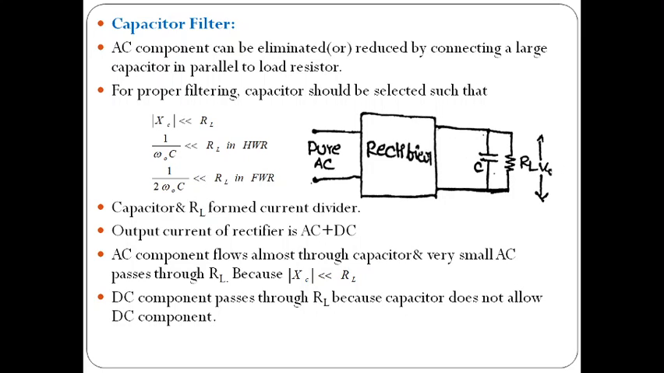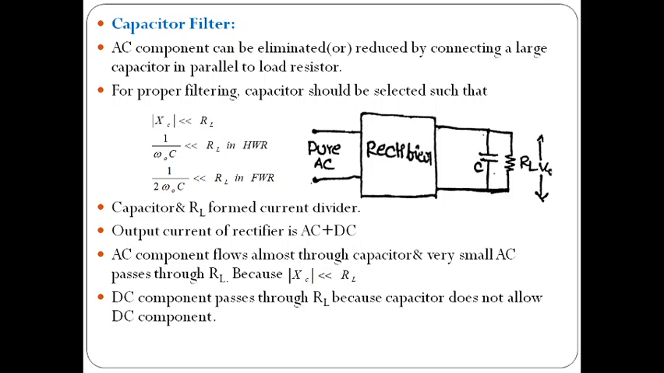We know the output of the rectifier is pulsating DC. It's a combination of AC plus DC. Whatever current comes from the rectifier is divided into the capacitor as well as the load resistor. The AC components flow almost entirely through the capacitor. Why? Because when we apply the AC components, the frequency of the AC component is not equal to 0. So when the frequency is not equal to 0, what happens? The reactance is very small.